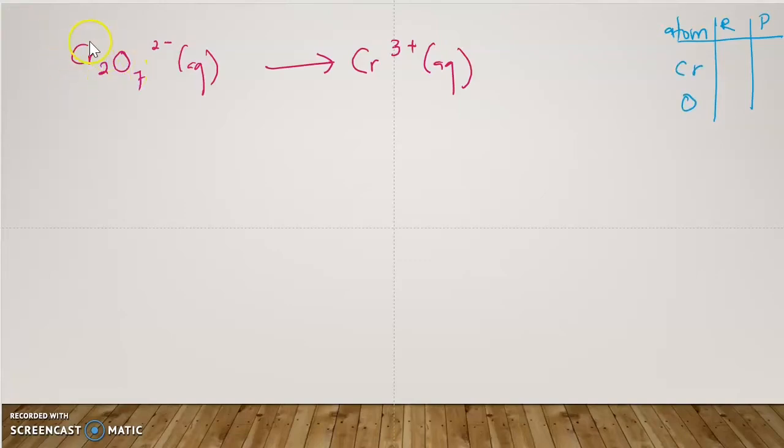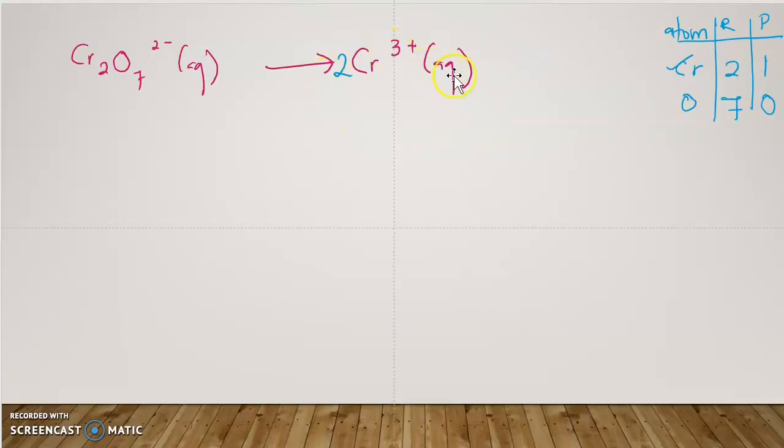Here we have 2 chromium, and here we only have 1 chromium. 2 chromium on the reactant side and 1 chromium on the product side. We have 7 oxygen and we don't have any oxygen here. So first we need to balance the chromium. 2 chromium, so we multiply by 2. Now chromium is balanced.